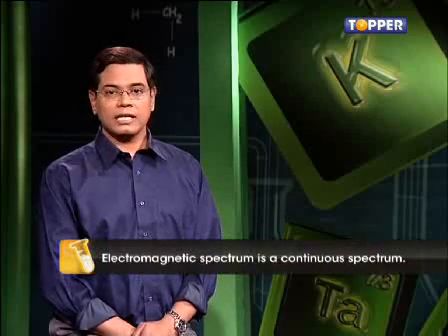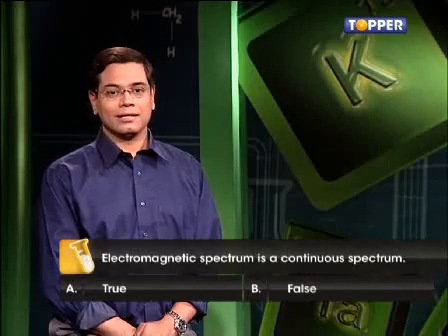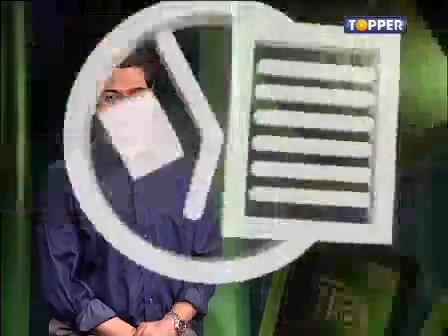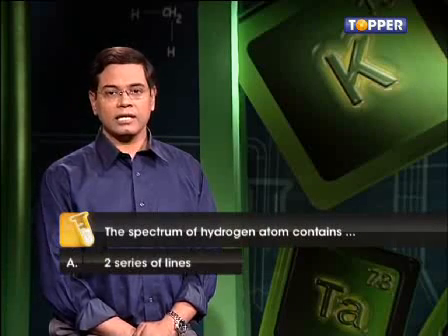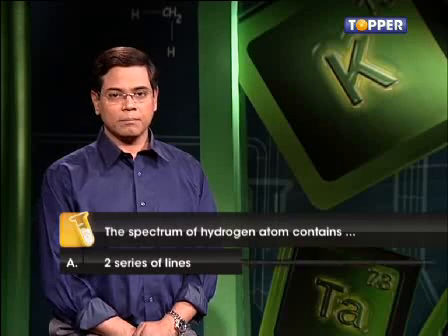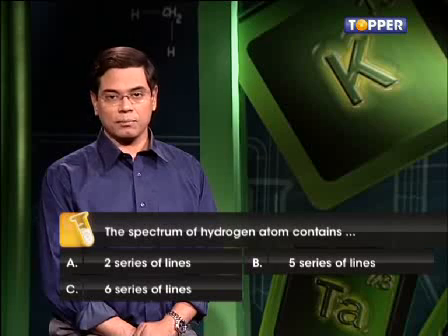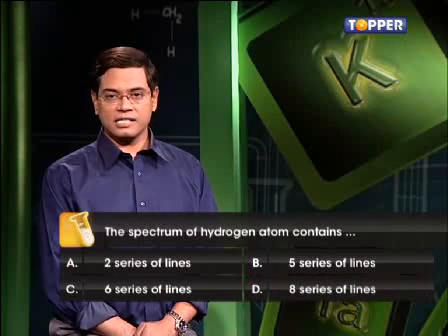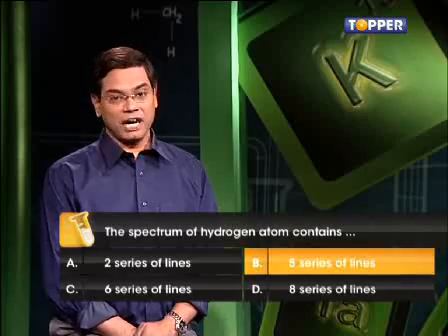Now the second question. Electromagnetic spectrum is a continuous spectrum. True or false? The answer is true. Moving on to next question. The spectrum of hydrogen atom contains A. 2 series of lines, B. 5 series of lines, C. 6 series of lines, D. 8 series of lines. The correct answer is B. 5 series of lines.